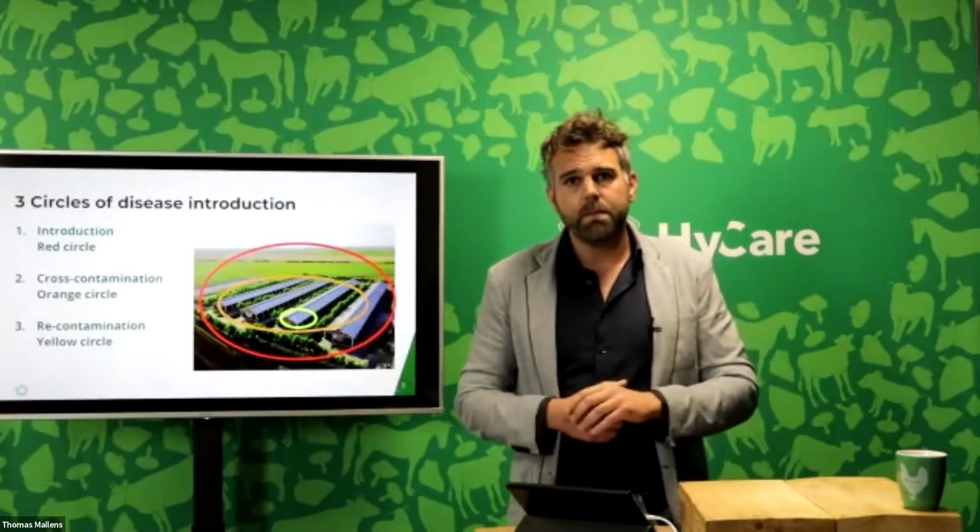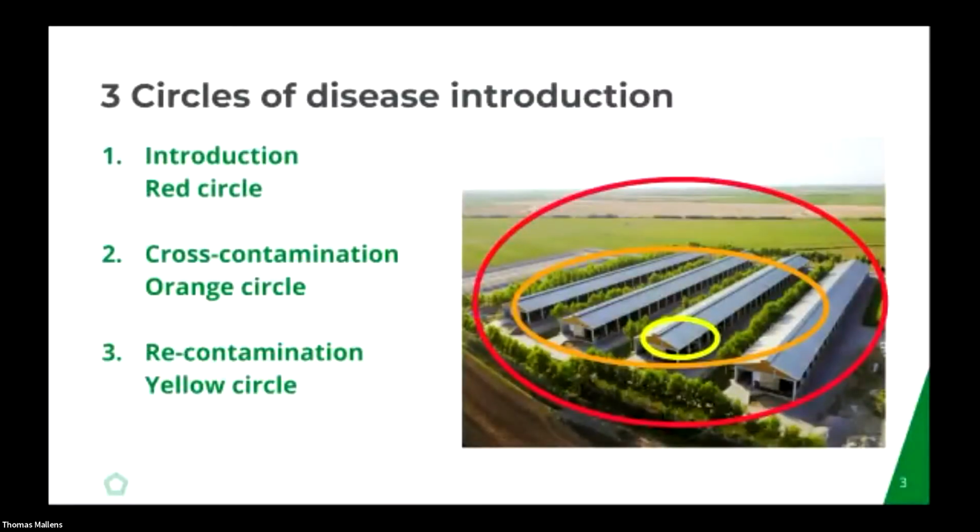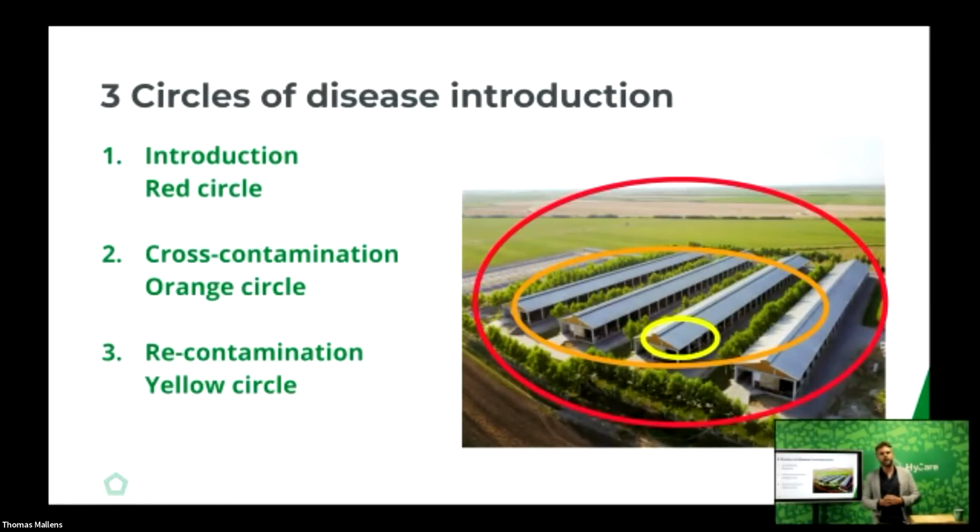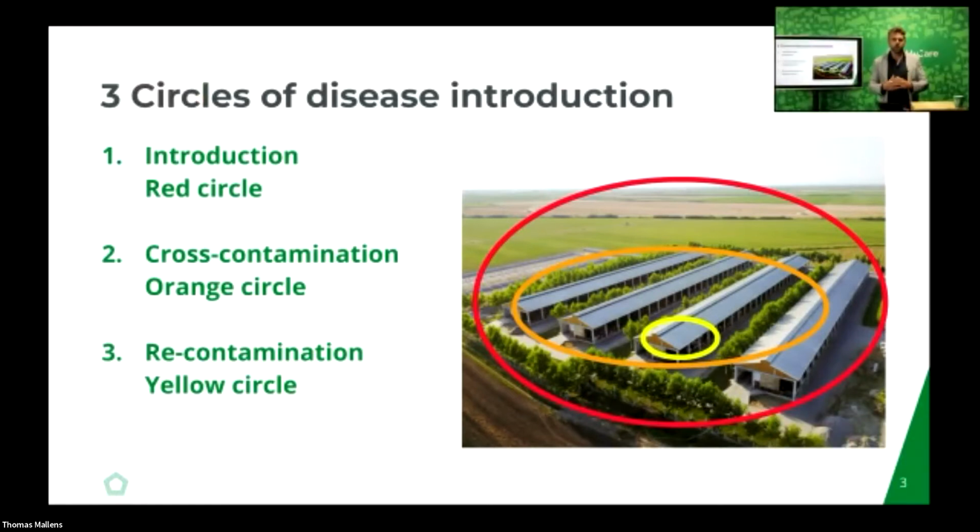And looking at the farm, we always draw three circles in a very practical way. We've got a red circle, and the red circle is to prevent introduction from outside. So what are the risks of infections, germs coming into my farm, and how do I prevent these infections coming in? And in a lot of cases, it's quite easy, so visitors, transport, and so on are quite easily known and pronounced, but there are more risks outside our sheds.